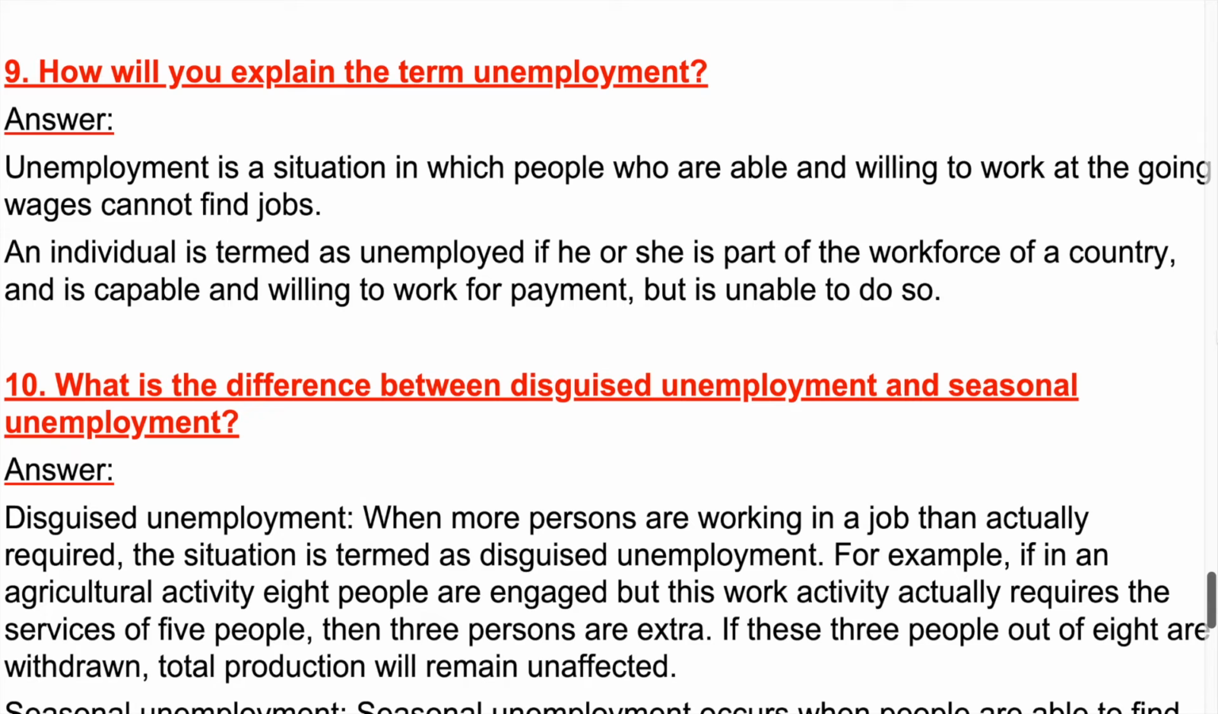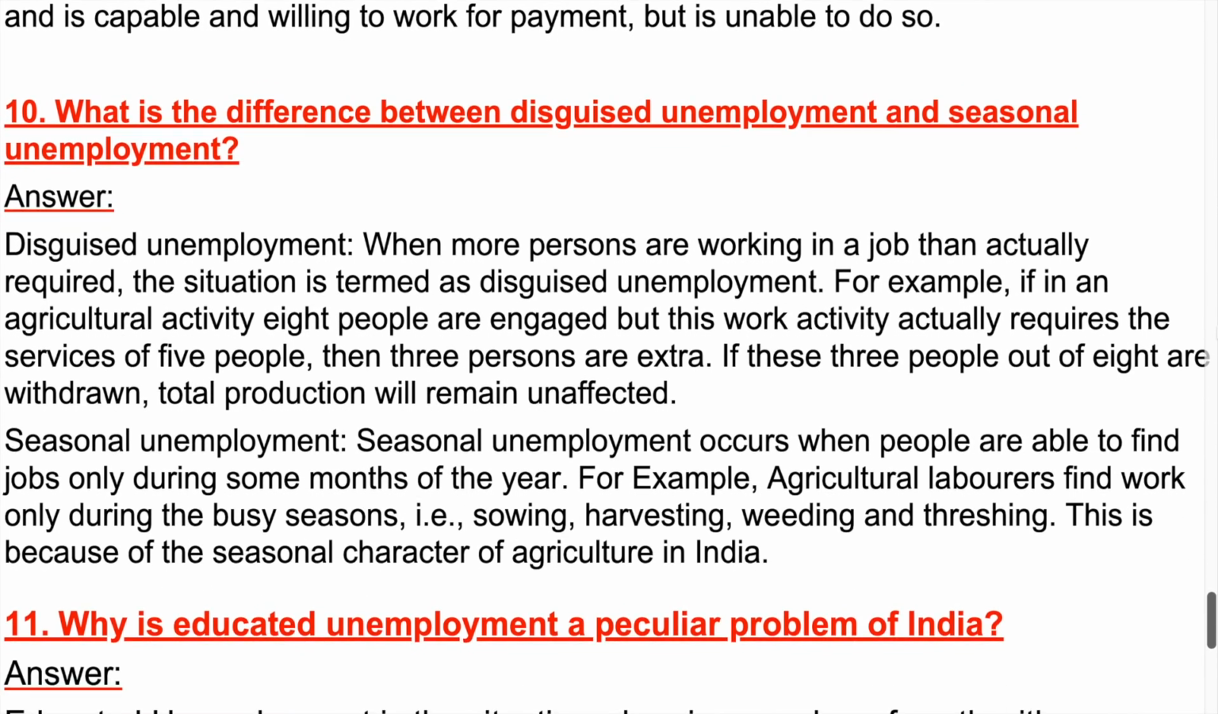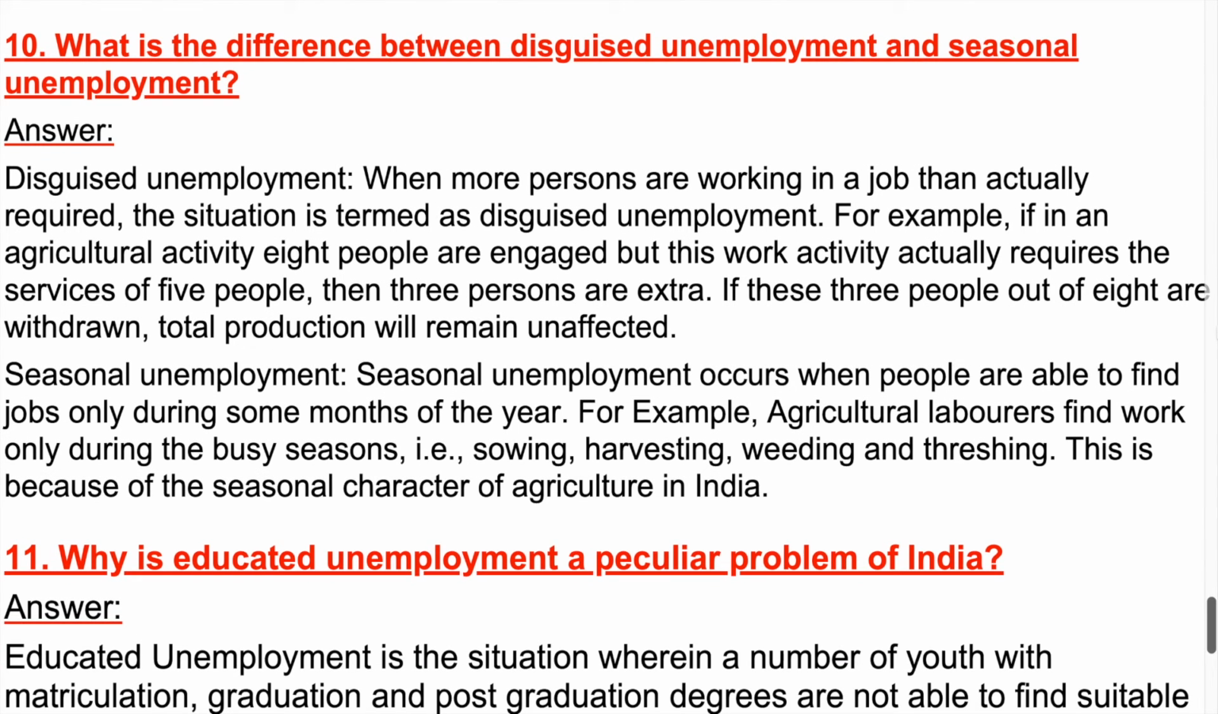10. What is the difference between disguised unemployment and seasonal unemployment? Answer. Disguised unemployment: when more persons are working in a job than actually required, the situation is termed as disguised unemployment. For example, if in an agricultural activity 8 people are engaged but this work actually requires the services of 5 people, then 3 persons are extra. If these 3 people out of 8 are withdrawn, total production will remain unaffected.